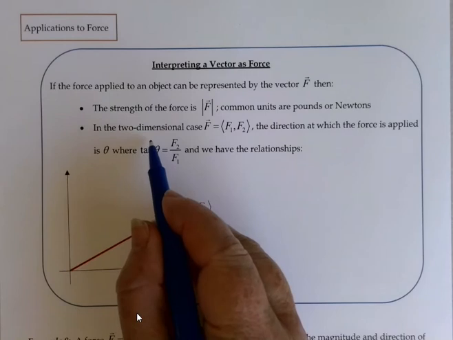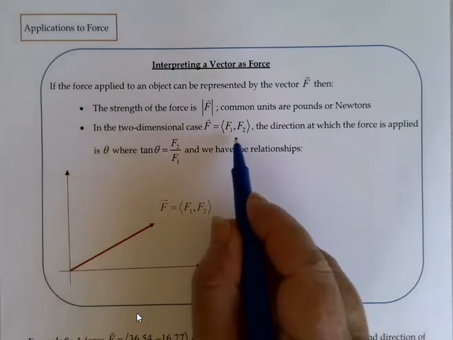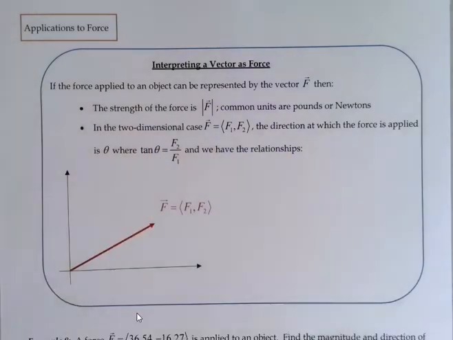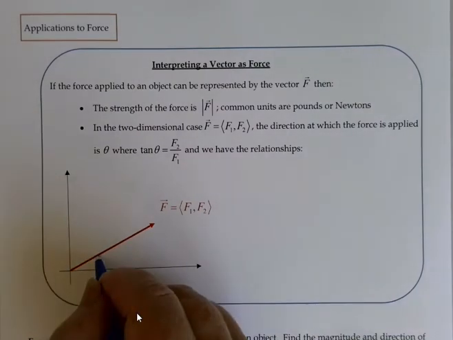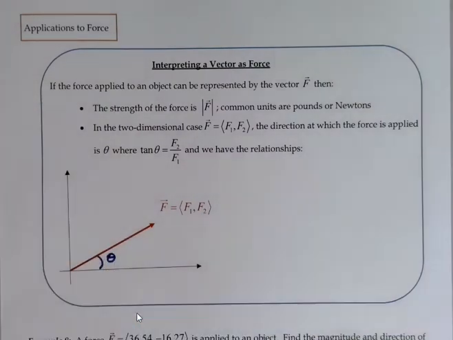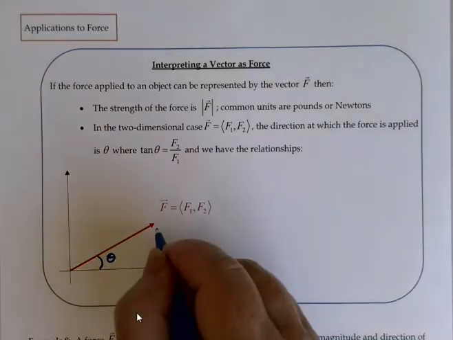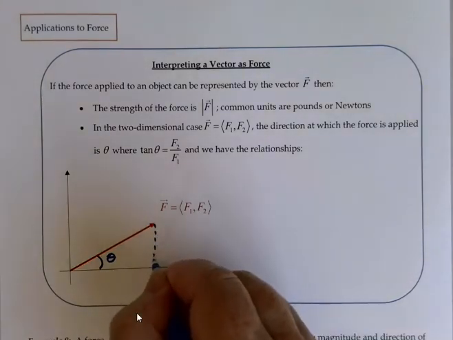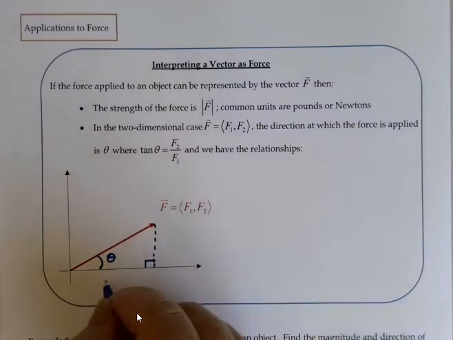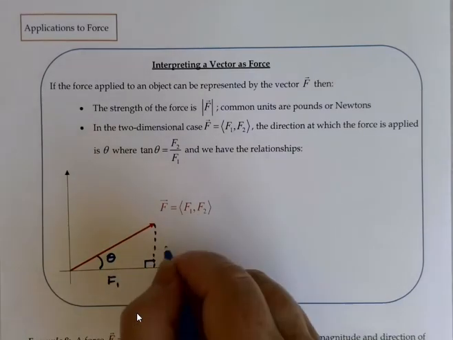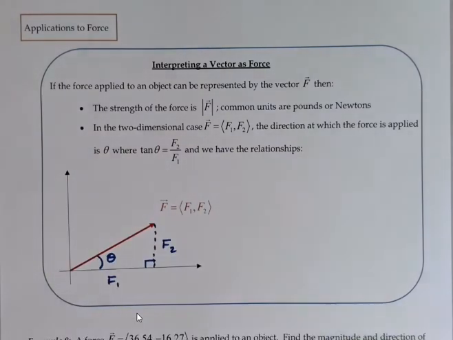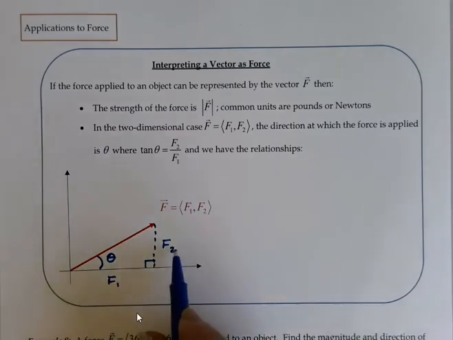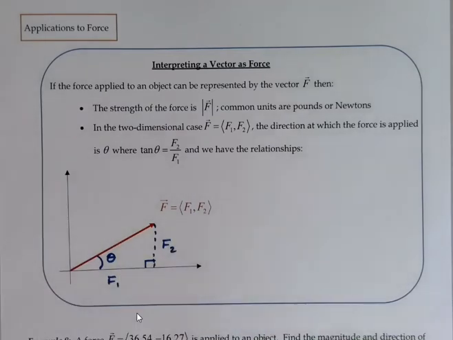If we're in the two-dimensional case, we've got a force vector F1 and F2. The direction at which the force is applied would be theta, where theta, again, is the angle with the positive x-axis, and tangent theta would be F2 over F1. If we redraw our little triangle here, F1 is the horizontal component, and F2 is the vertical component, so you can clearly see that tangent relationship.